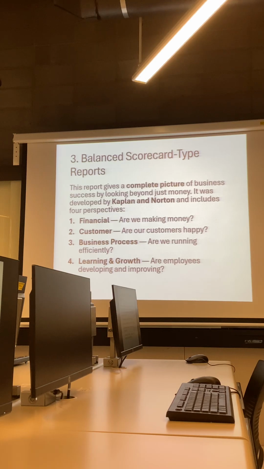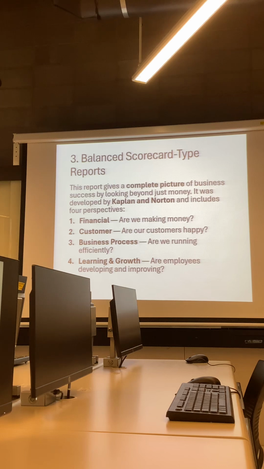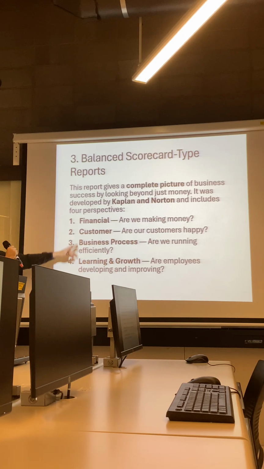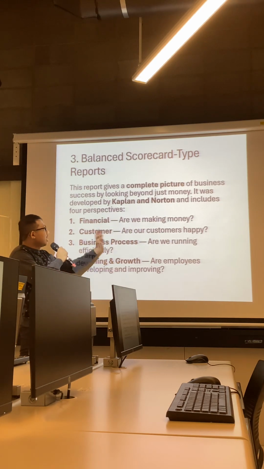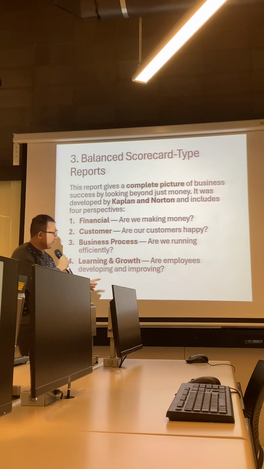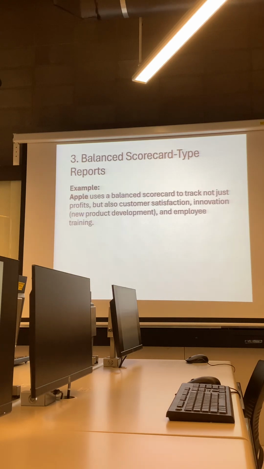Number 3, balanced scorecard type report. This report gives a complete picture of business success by looking beyond just money. It was developed by Kaplan and Norton and includes 4 perspectives. First is financial: are we making money? Customer: are our customers happy? Business process: are we running efficiently? And learning and growth: are our employees developing and improving? So the balanced scorecard can also be a simple report to show your business condition. For example, Apple uses a balanced scorecard to track not just profit but also customer satisfaction, innovation, and employee training.